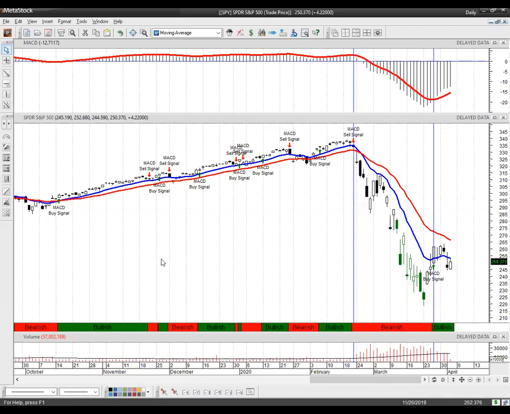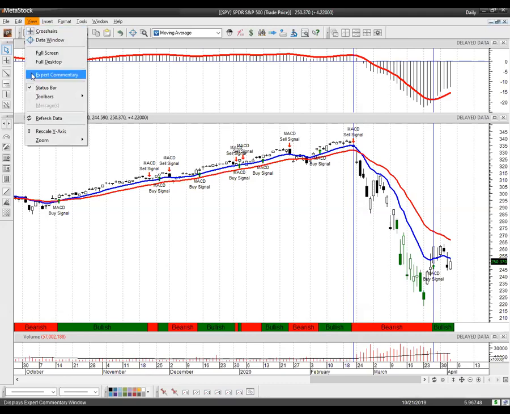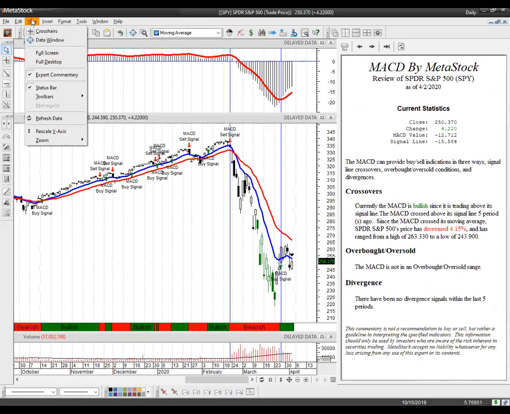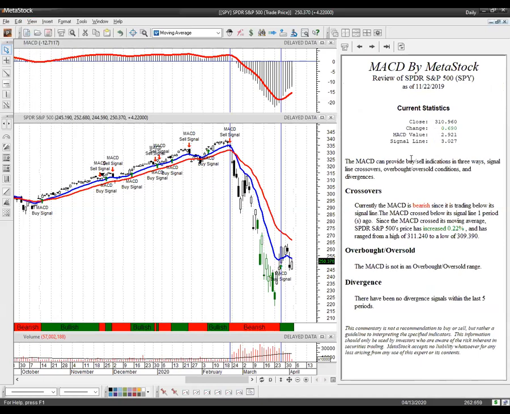Okay, and our commentary, what we talk about in that particular chart, is going to tell you that. So I'm just going to show you how that works. I'm doing this a little bit of a different order than I normally do, but it's okay. What I'm going to do here is go into View. I'm going to go into Expert Commentary. And I'm going to walk you through this.